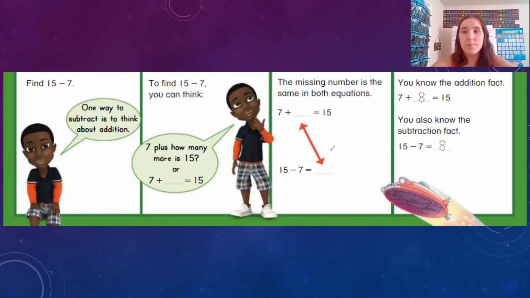the same number. You know the addition fact, 7 plus 8 equals 15. So if we know 7 plus 8 equals 15, then you also know the subtraction fact, 15 minus 7 equals 8, because the missing number is going to be the same. See how they're both 8? Okay, so let's go practice.